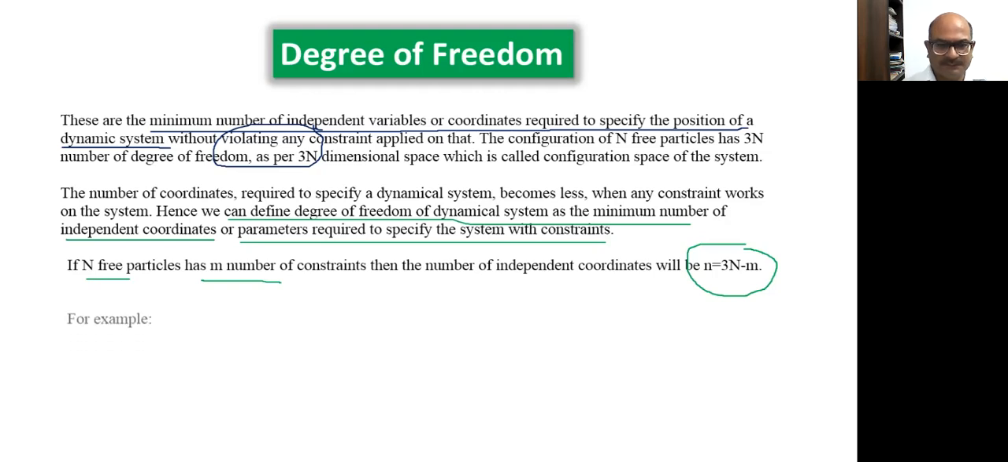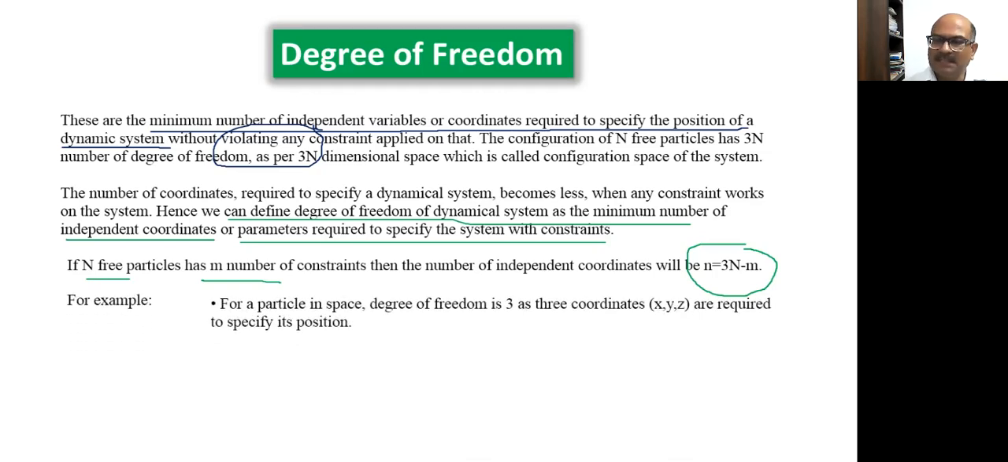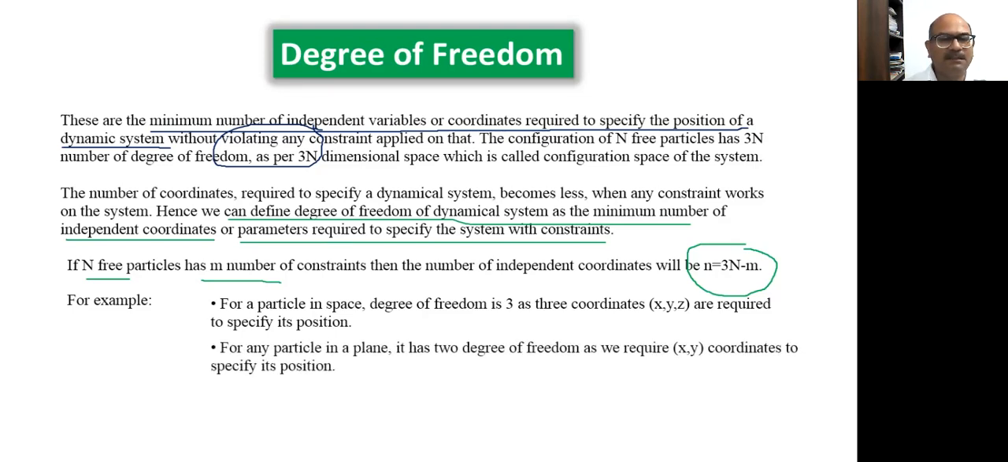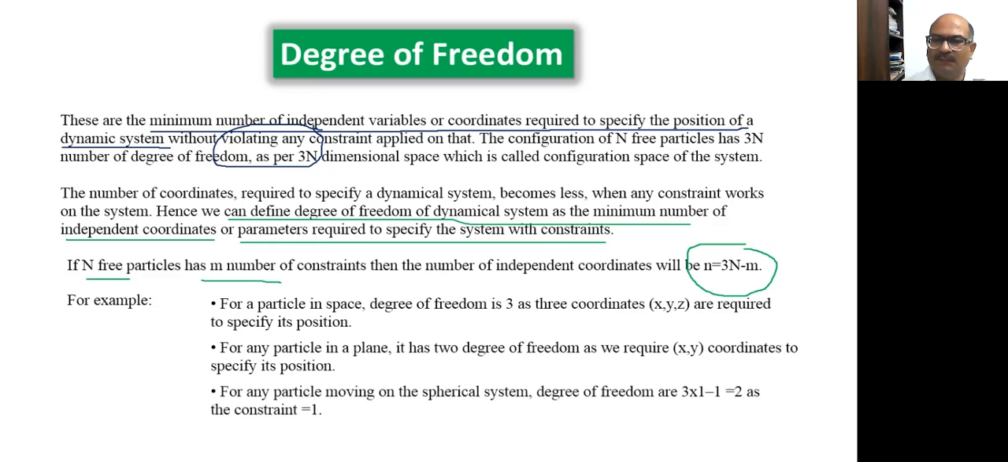For example, a particle in space has a degree of freedom of 3, right? And any particle in a plane has 2 degrees of freedom because the third parameter is restricted. So 3 minus 1 is 2. But for any particle moving on a spherical system, the degree of freedom is 2 as the constraint is 1, because on the spherical system it cannot increase or decrease its radius. So the restriction is available on the distance of that particle from the center.